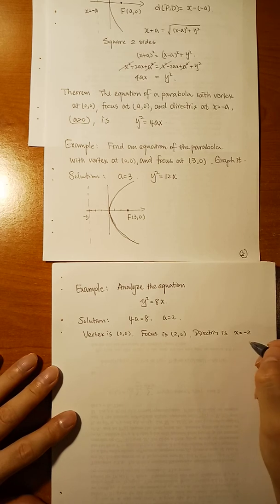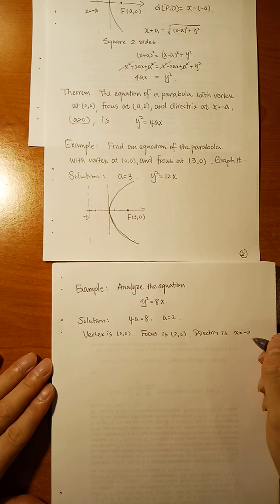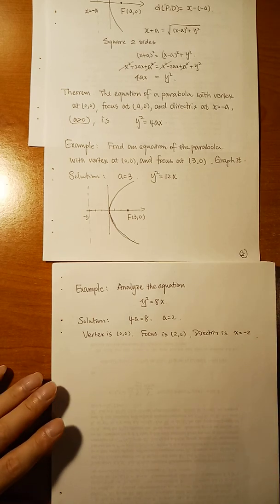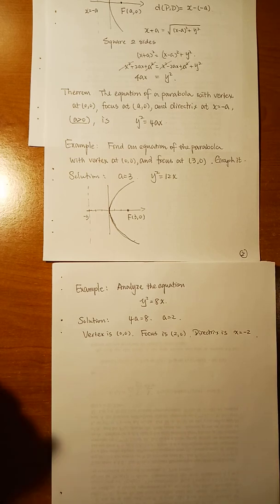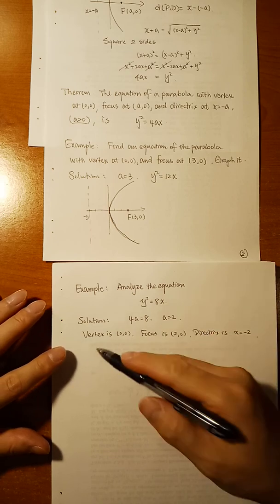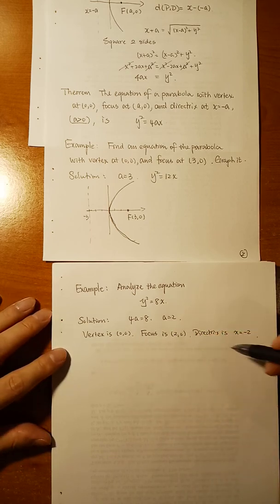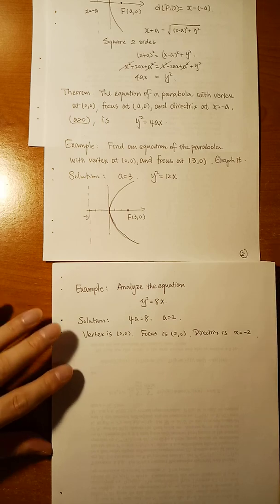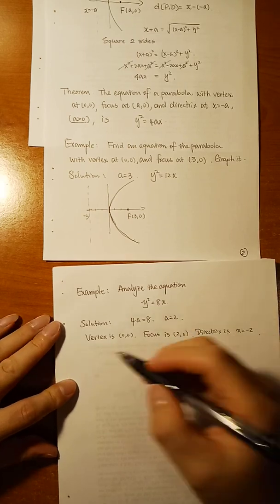This is a vertical line. This equation represents a vertical line, so it's not just a point, it's a vertical line. Be careful, it's a line. All right, that's an analysis. You know the vertex, you know the focus, and the directrix. Once you know this, we can sketch it.